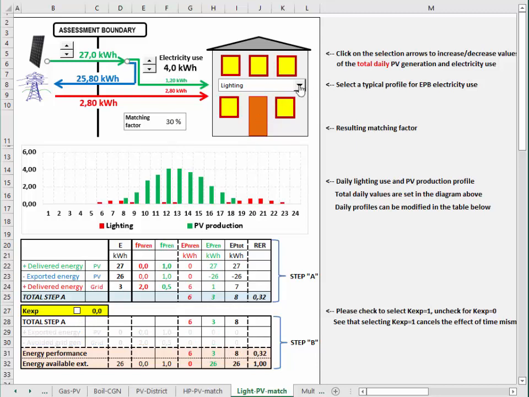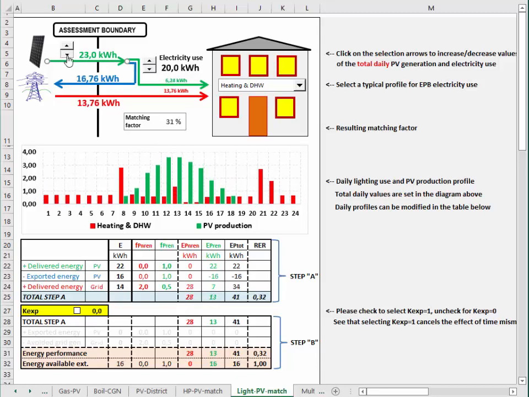If we go, for example, to domestic hot water and heating, the matching factor is a little bit improved. And if we put more realistic values for the daily electricity use and the production of 3 kilowatts during winter, again, the matching factor goes down because most of the electricity is required for the heat pump during the night when there is no PV production.